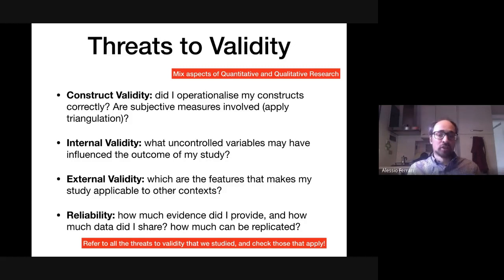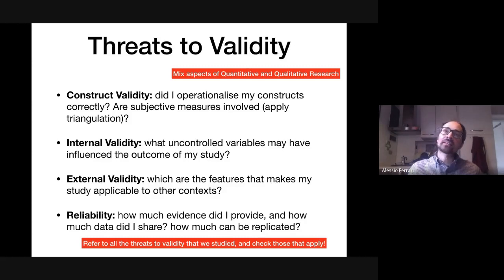And you can refer to the lecture on controlled experiments to have a large list of internal validity issues, and also to the lecture on qualitative studies for validity, as they were called, issues. So all those threats apply also to our cases. External validity concerns the features that make my study applicable to other contexts, so my conclusions applicable to other companies. Reliability is related to how much evidence I provided and how much data I shared.